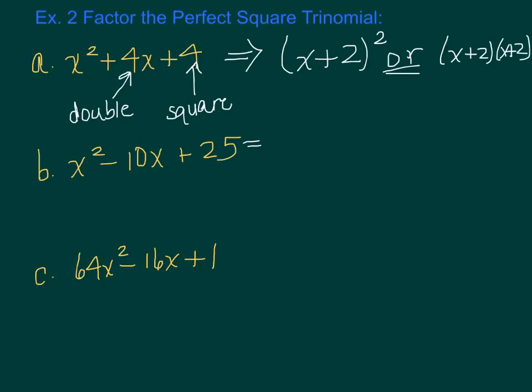B, even if there's a minus, it'll just be x minus something squared. And that number would have to be 5. Because if you double negative 5, you get negative 10. But if you square it, you get 25. And even there, for C, if there's a number in front, you square root both of them. So this will be 8x minus 1. Because if you double 8x, you get negative 16x. And if you square negative 1, you get 1. Or you can always write it twice.